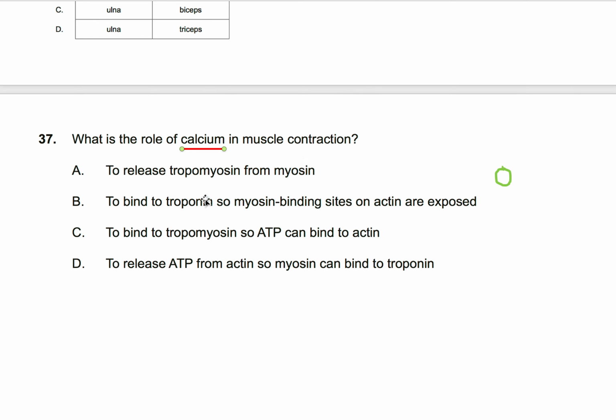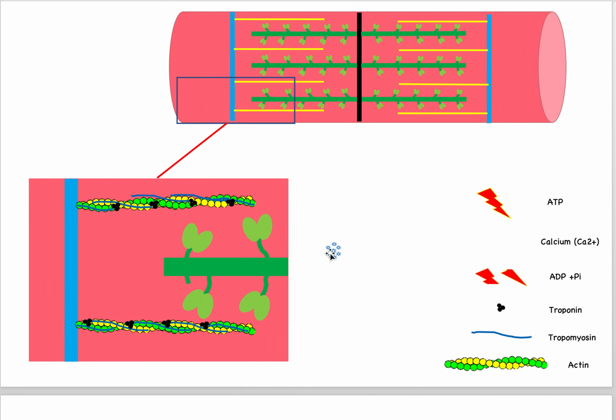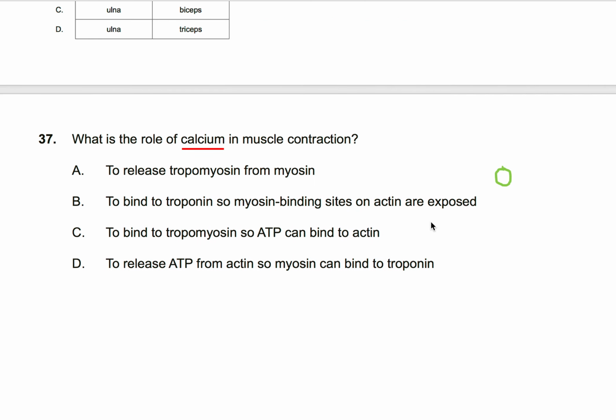B, to bind to troponin, so myosin binding sites on actin are exposed. This is true. We saw it binds to troponin, this black structure, causing the tropomyosin to move, allowing the binding spots on actin to be exposed for the myosin to bind to. Okay, so this one is true. It's definitely B.